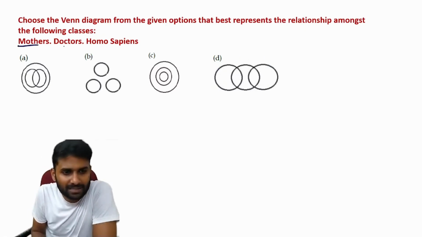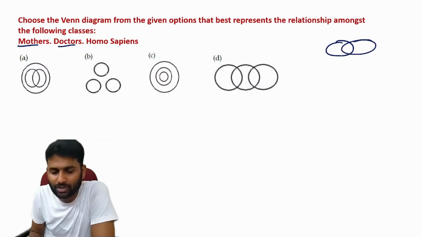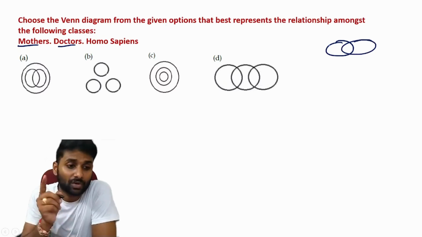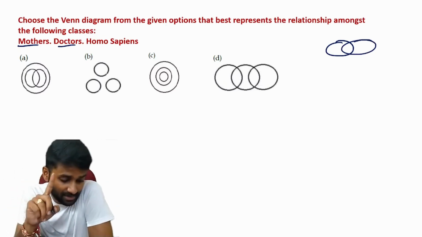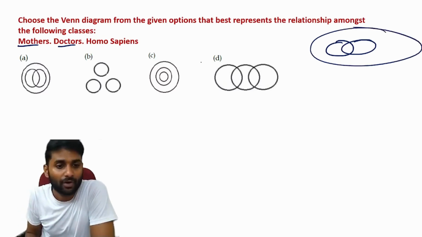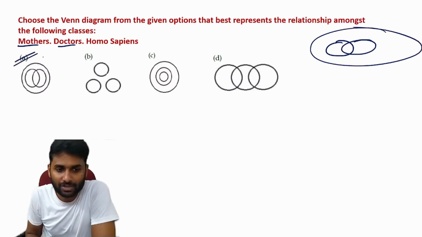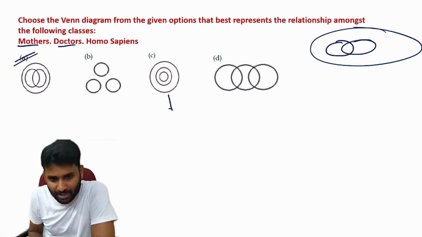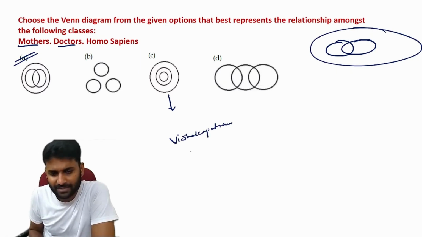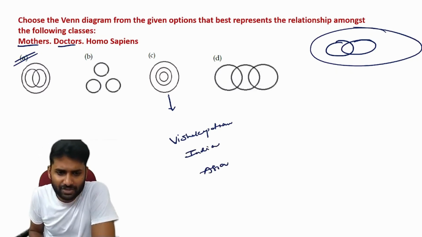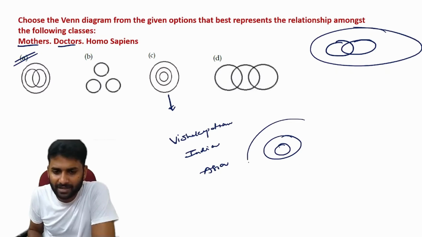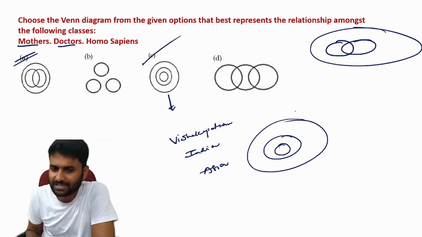For example, mothers, doctors. See, some mothers are doctors, some doctors are mothers. So don't conclude that all mothers are doctors or all doctors are mothers; that is invalid. But both are part of Homo sapiens. If you observe that, A is the suitable answer. Let me help you out with this option. For example, let's take Visakhapatnam, India, Asia. This is the best suitable option, guys. Why? Because Visakhapatnam is a part of India, and India is part of Asia. Then the suitable answer is C.